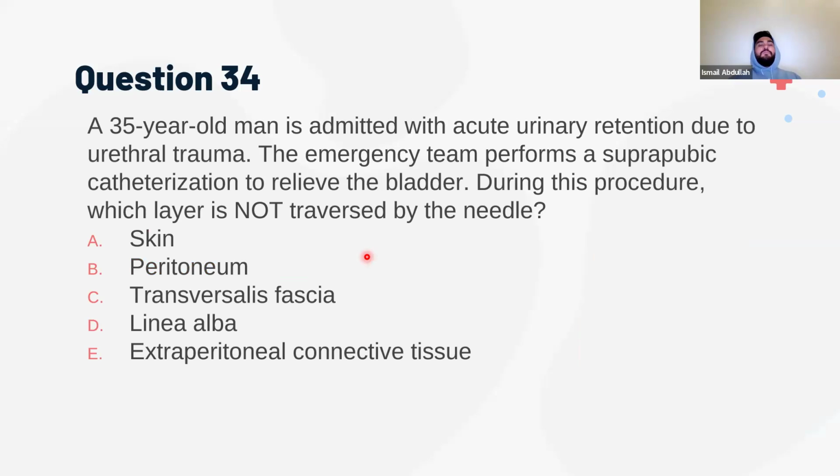All right, so a 35-year-old man is admitted with acute urinary retention due to urethral trauma. The emergency team performs suprapubic catheterization to relieve the bladder. During this procedure, which layer is not traversed by the needle? When we say traverse, it means it doesn't pass through. So what do you think is the answer?